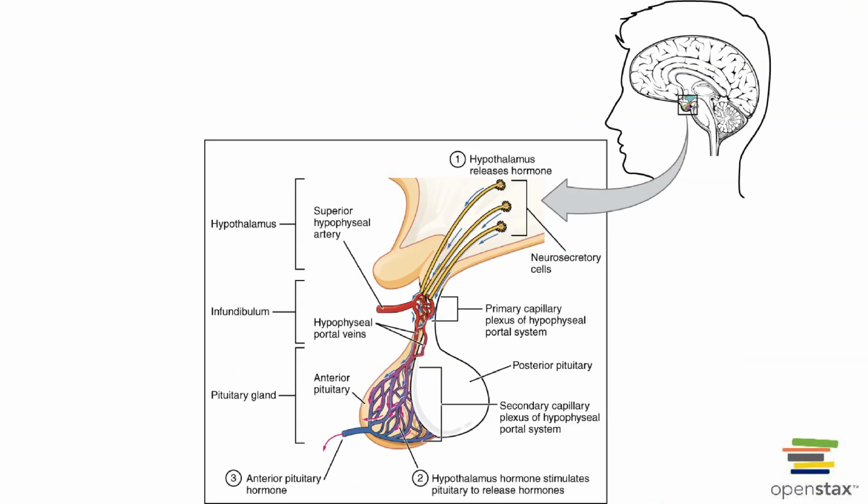The hypothalamus also produces releasing hormones that are secreted into the blood within the infundibulum. These hormones travel to the anterior pituitary through the hypophyseal portal system. Releasing hormones stimulate the anterior pituitary to secrete tropic hormones. Tropic hormones then act on other endocrine glands in the body.